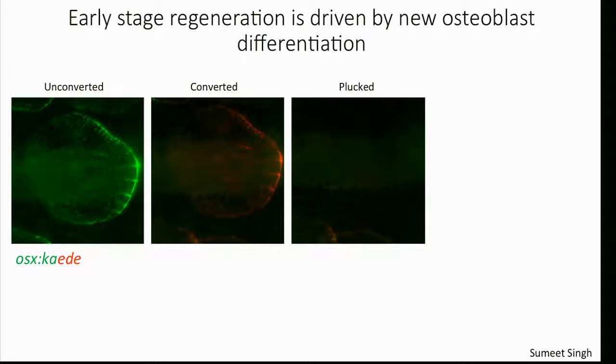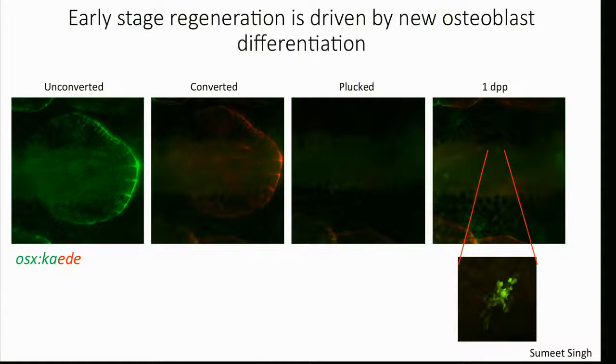If we see primarily red osteoblasts, that would imply that there are some left over after plucking the scale, and that the proliferation of those cells is what's responsible primarily for creating the new tissue. Whereas if we see green cells, that would mean they were unconverted and they had come from some other progenitor source that would differentiate into new osteoblasts. And indeed, what we see is just green cells.